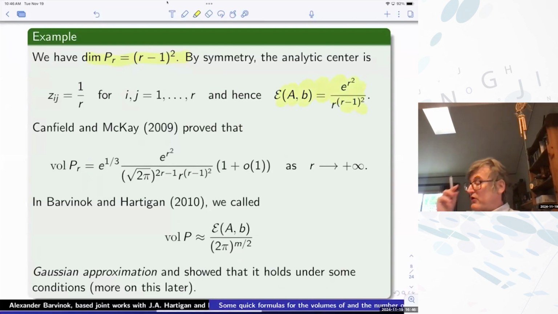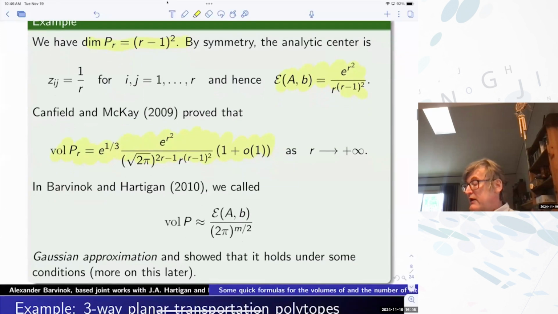And some years ago, like 15 years ago, Canfield and McKay obtained an asymptotic formula for the volume. And if we compare it with the estimate, then we see that the factor is, again, square root of 2 pi raised to the codimension, right?